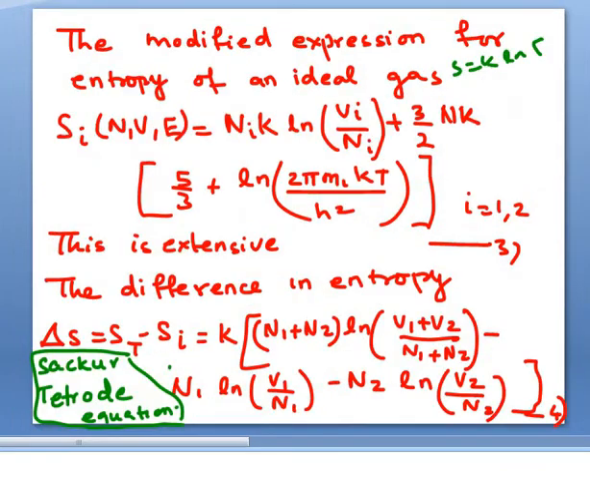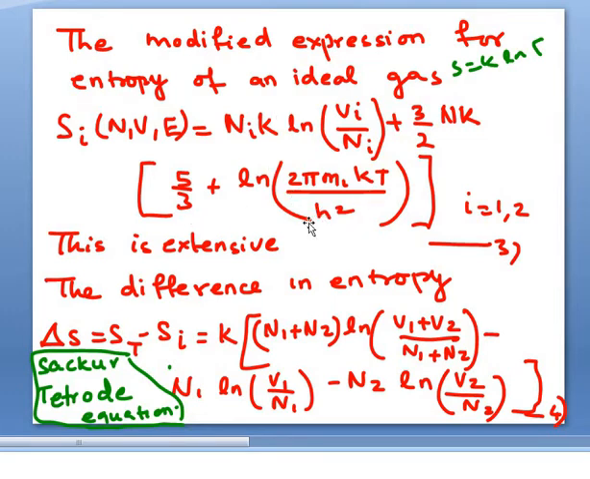Now, the modified expression for entropy of an ideal gas, we know entropy is given by k ln gamma. Here we will write it because we are again going back to the partition with two gases. So we will write a general expression S_i, where S_i is given by, rewriting the expression, N_i k ln V_i by N_i plus 3 by 2 N k plus 5 by 3 plus ln 2 pi m_i k T by h square.